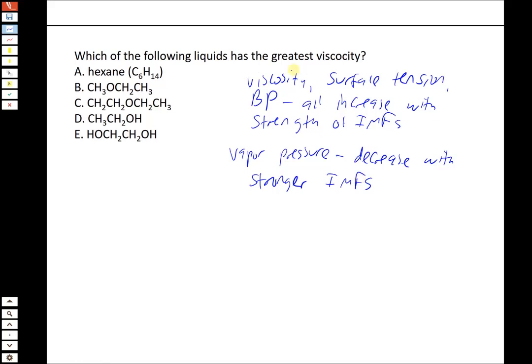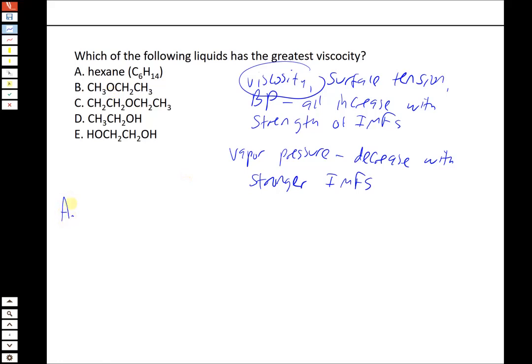But here, this problem deals with viscosity, so if we're looking for the greatest viscosity, we're looking for the molecule that has the strongest intermolecular forces. So again, we have to classify what is the strongest intermolecular force in these 5 choices, and pick the strongest overall. In some cases, we might have to compare two molecules that would have the same intermolecular forces and figure out which one is stronger of those. So that's how we're going to do this one.